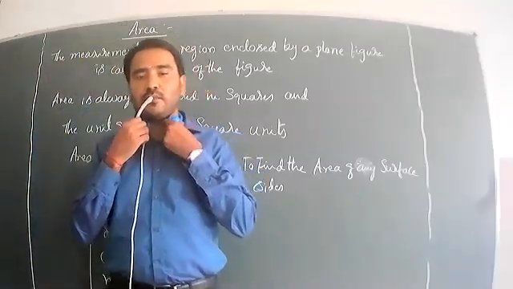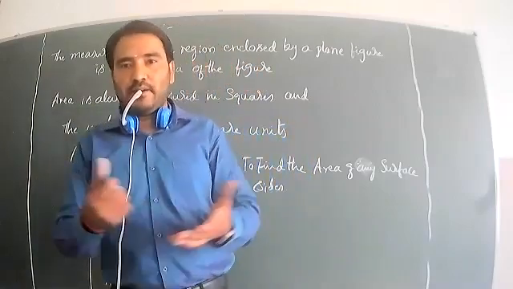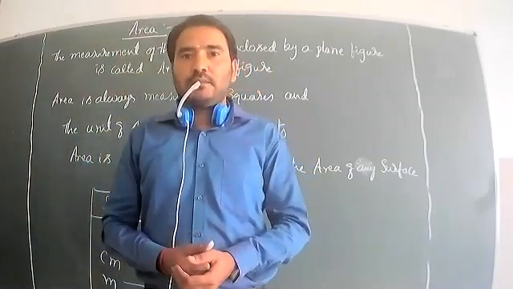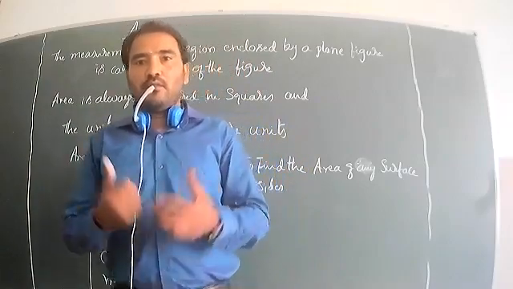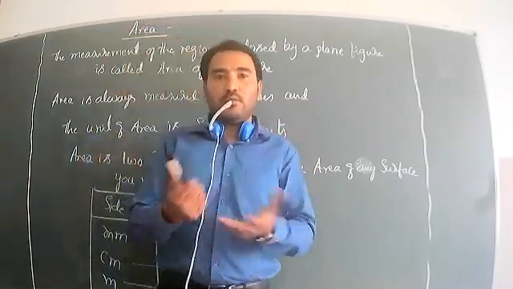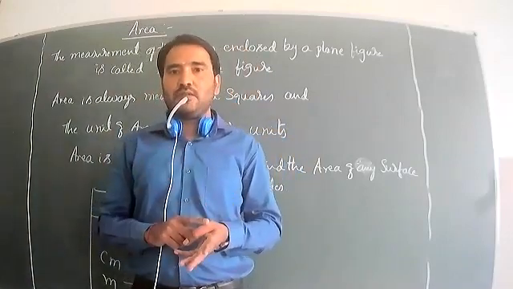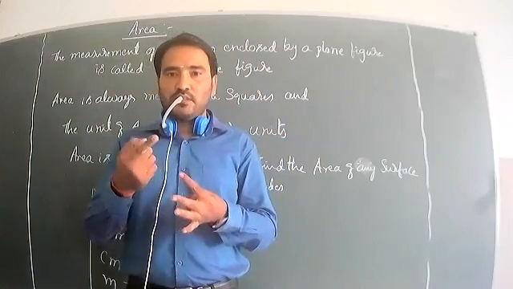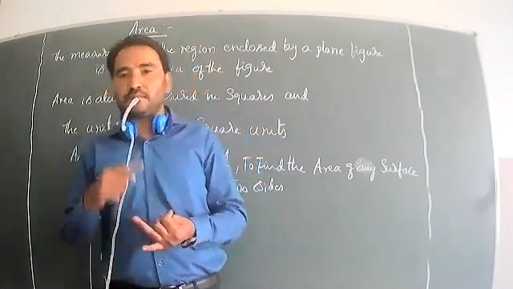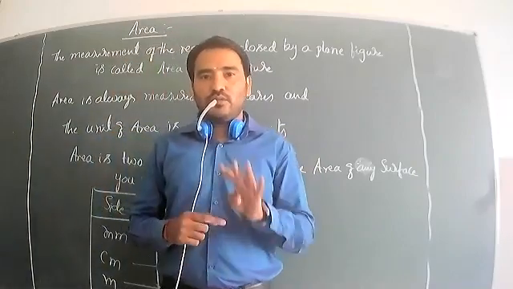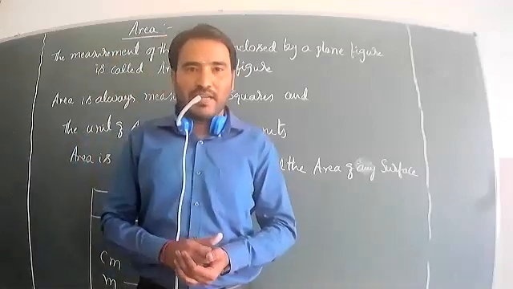Namaste, children. In the last class, we learned perimeter. So, what is meant by perimeter? What are the two-dimensional figures for which we can find the perimeter? First, the perimeter of the triangle. Next, the perimeter of the square, and then the perimeter of the rectangle. So, three concepts we discussed in the previous classes.